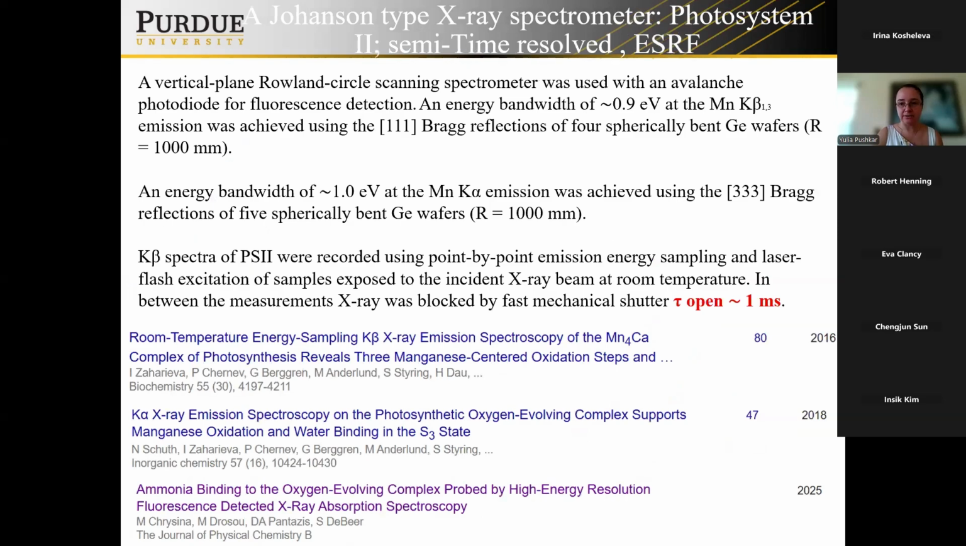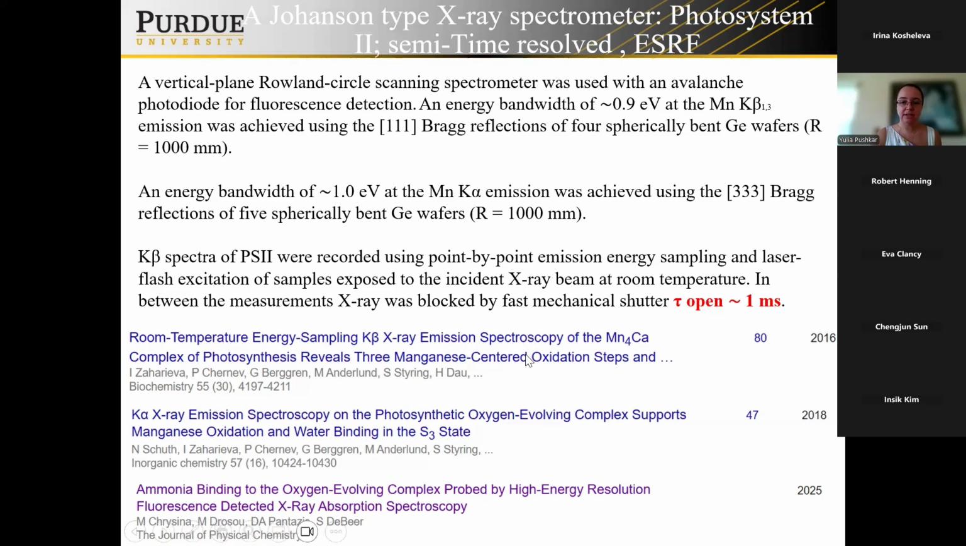Okay, European efforts. So I was talking about efforts in APS and SSRL. ESRF also has its own effort. They have Peter Glatzel, and he has also another monstrosity, but it works very well. And as you see, here are the publications from that equipment. So they have manganese K beta and manganese K alpha, about 1 eV resolution, 1 meter Roland circle.